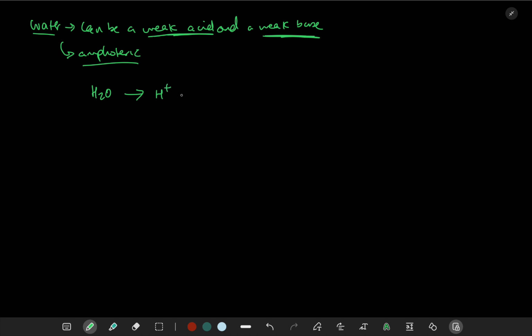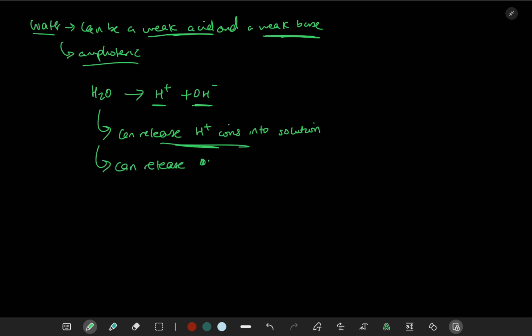So water can ionize into a hydrogen ion and a hydroxide ion, right? This is the way water can ionize, meaning it can dissociate and form ions in this way here, where we have a hydrogen ion and a hydroxide ion. So here, water can release hydrogen ions into solution. Right? When water dissociates, it can release hydrogen ions, but it can also release hydroxide ions into solution, like right here. Right? So when water breaks down, it can donate both a hydrogen ion as well as a hydroxide ion.